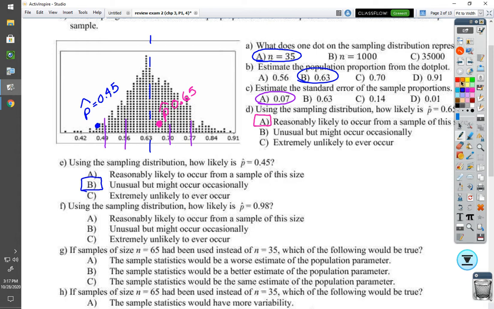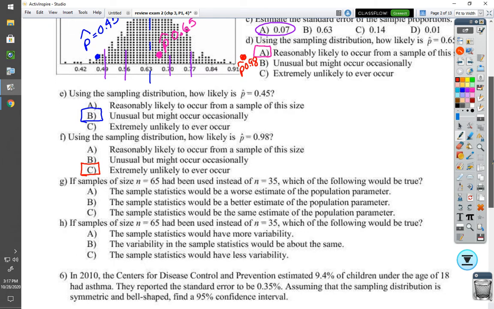How likely is p-hat 0.98? 0.98 is off the chart over here somewhere like this. p-hat 0.98. So if I have a 0.98, this is going to be a sample statistic that would not happen very often. It would be extremely unlikely, but we would never say that it does not take place.